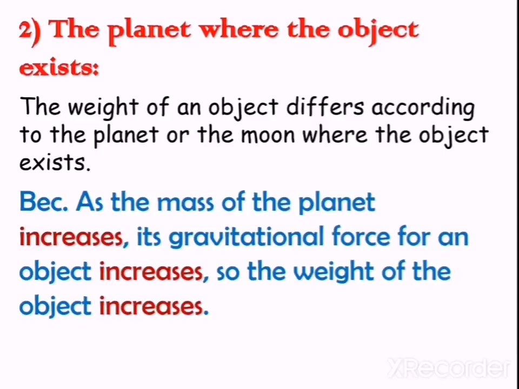Okay? So what is factor number 1? The object mass. By increasing the mass of the object, the weight will increase. And by increasing the mass of the planet, its gravitational force will increase. So the weight of the object will increase.